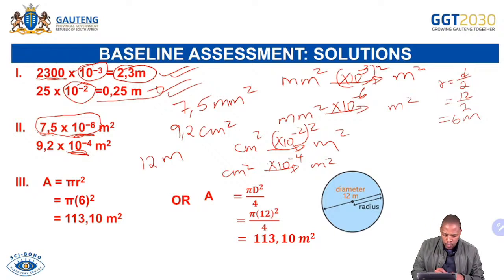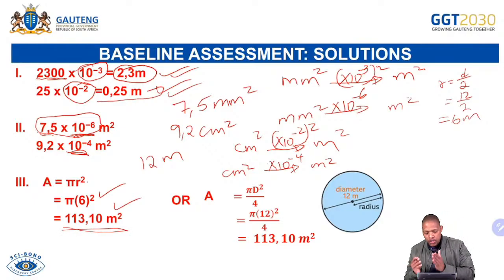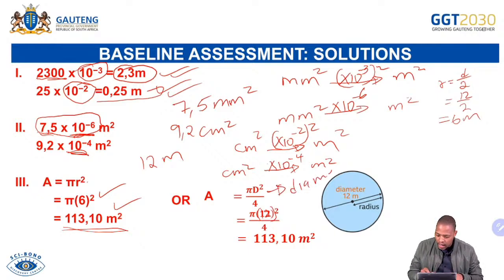Then we go straight to the formula, pi r squared. Pi times 6 squared is how we substitute, and then we get our answer as 113.10 square meters. That's the area. Okay, we can also do this the other way, where we say pi d squared over 4. We substitute the diameter as it is, in this case 12 squared, so it's pi times 12 squared, because d in this case stands for the what? The diameter.